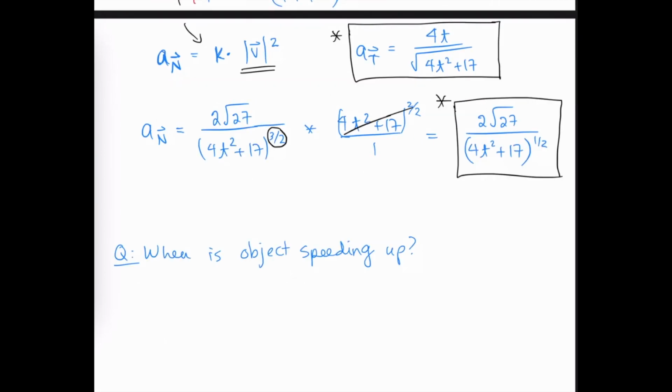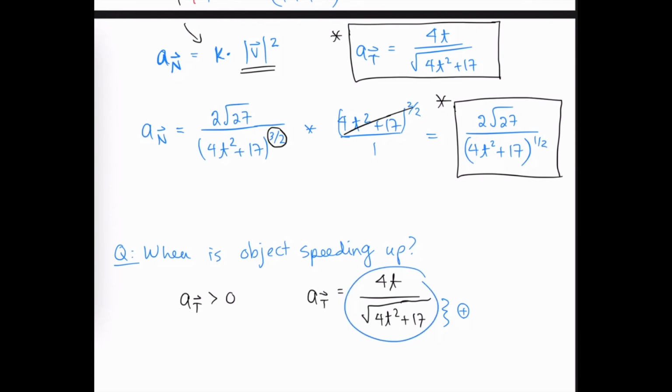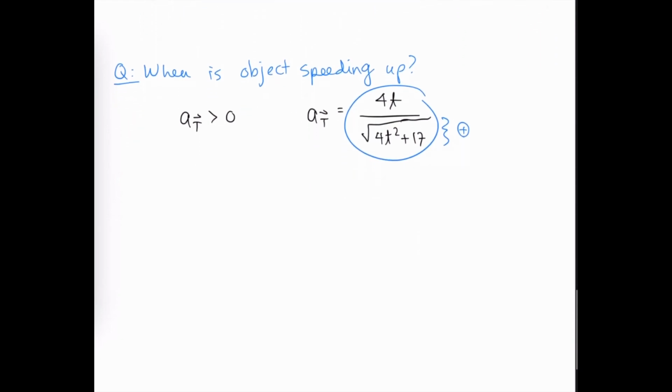Now the second part of this question asked when the object was speeding up, and as you'll recall, we get a speeding scenario when the tangential component is greater than 0. Our tangential component turned out to be 4t over the square root of 4t squared plus 17. Notice that this denominator here is always going to be a positive value, right? And the only time this fraction is going to be negative is if the t value was negative. And so this fraction is going to be positive anytime the t value is positive.